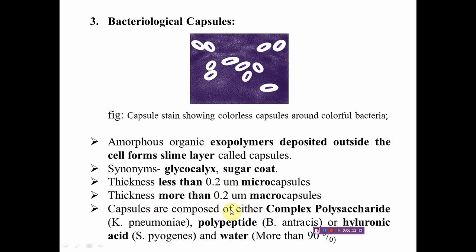Capsules are sometimes composed of complex polysaccharides, polypeptides, or heteropolysaccharides like hyaluronic acid. The main ingredient present in the capsule is moisture, about 90%. So the capsule is also called bound water, as more than 90% of it is water, and the remaining 10% is either a complex polysaccharide. The capsules of Klebsiella pneumoniae are basically the complex polysaccharide type capsule.